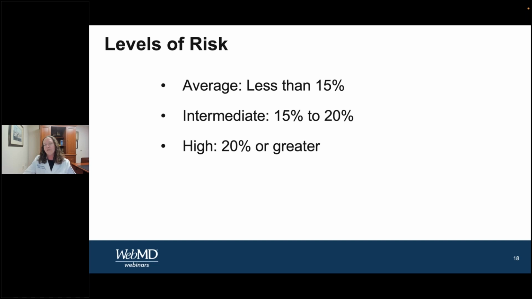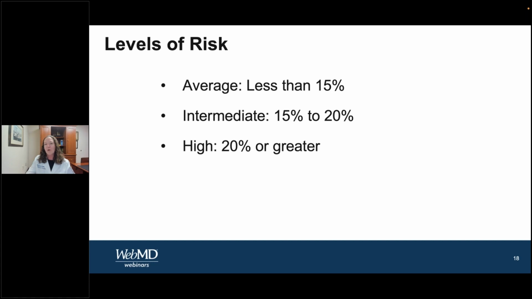And that number comes from the fact that 1 in 8 women will be diagnosed with breast cancer in her lifetime. So that's a 12% risk for all women. And what we consider to be intermediate risk is 15 to 20% lifetime risk of breast cancer. And then what we define as high risk is a 20% or greater lifetime risk of breast cancer.